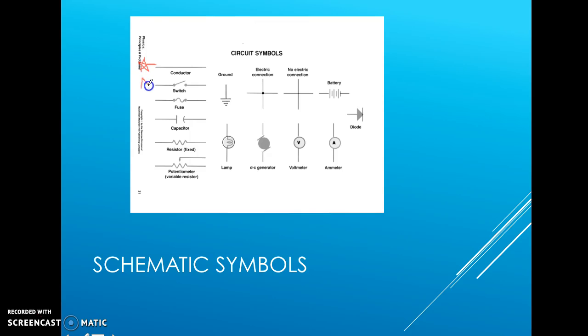Second one is a switch. The purpose of a switch is to interrupt the flow of electrons. So you'll notice that this switch here is in the open position so that electrons cannot flow through the circuit. We won't talk about fuses or capacitors in this lesson, but we will talk about resistors. Resistors are drawn with a sawtooth pattern connecting in line with some conductors.